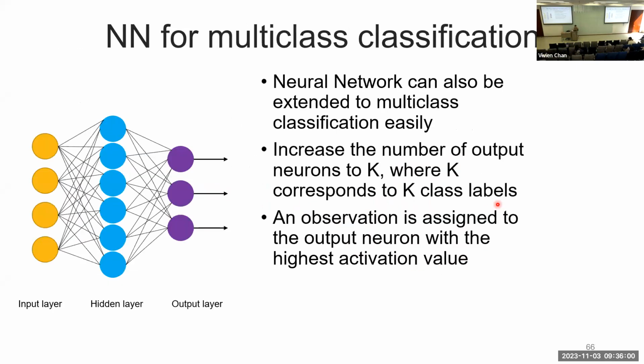For neural networks, it is even easier. If you have multiple classes, then in the output layer you will have multiple nodes. So neural networks are even easier to extend to cater for multiple classes.